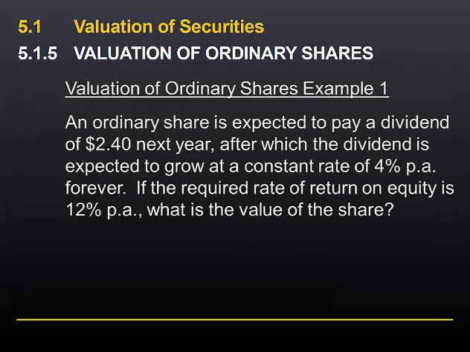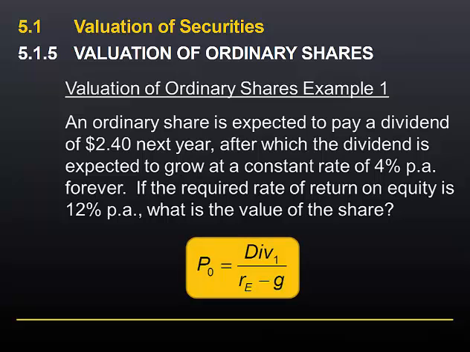An ordinary share is expected to pay a dividend of $2.40 next year, after which the dividend is expected to grow at a constant rate of 4% per annum forever. If the required rate of return on equity is 12% per annum, what is the value of the share?